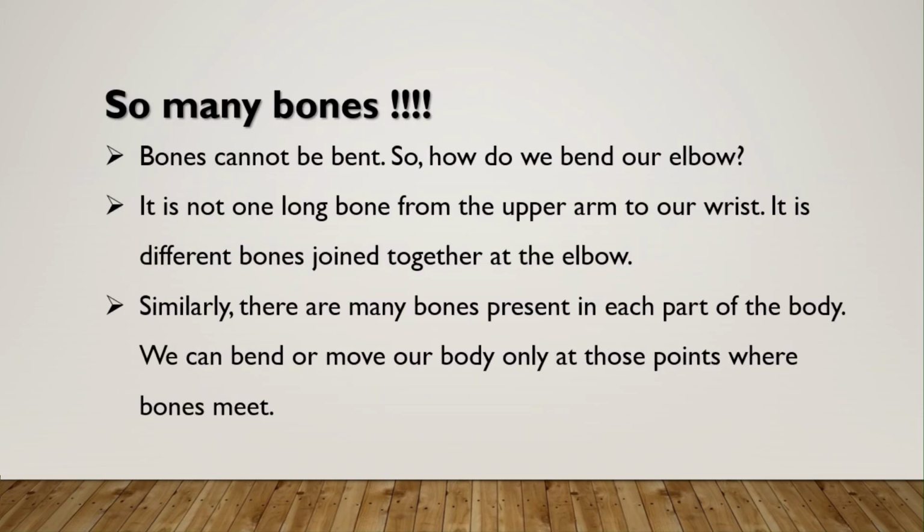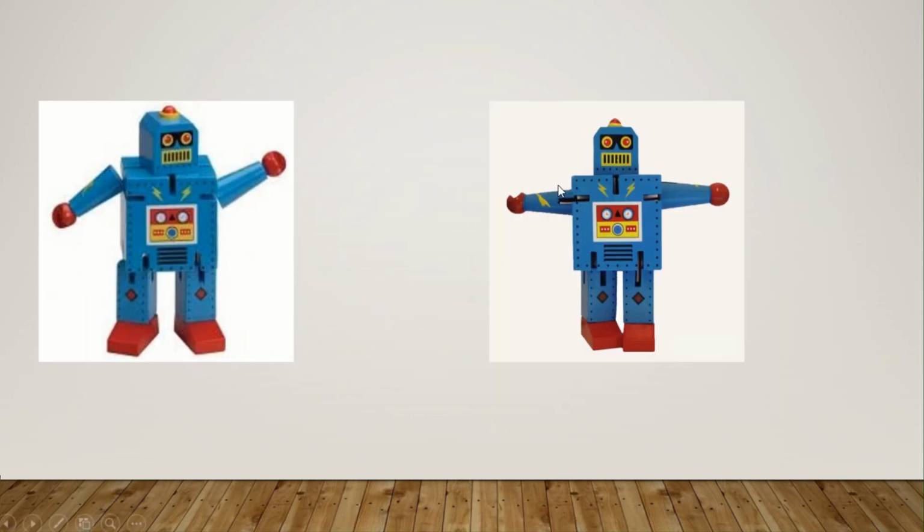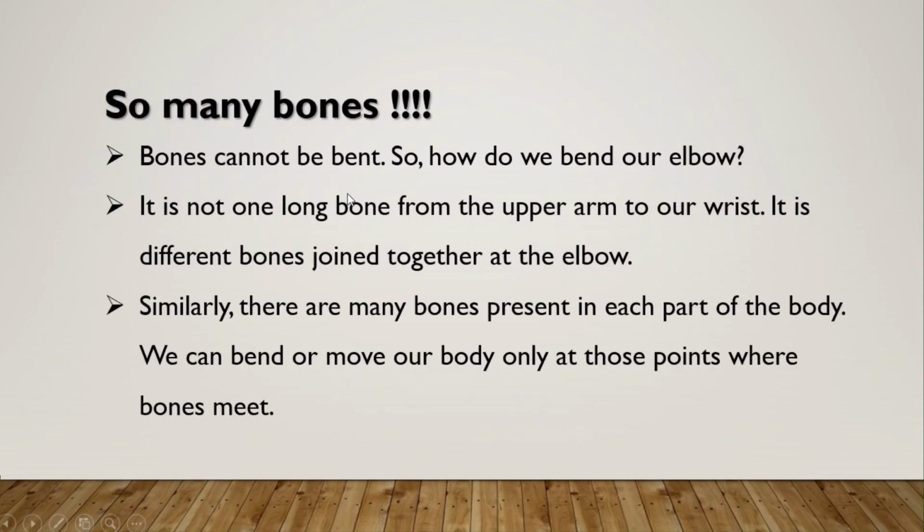Instead of one long bone, there are different bones which are joined together at the elbow, like a robot construction. See, this is one, this is another. These are different bones. There is a small bone here, and this is how the whole thing is constructed. Similarly, with all the joints, there are many bones present in each part of the body, and because of those joints only, we are able to bend our body.